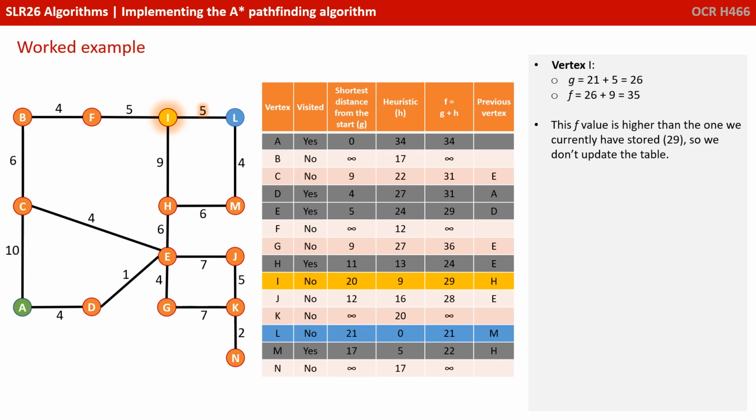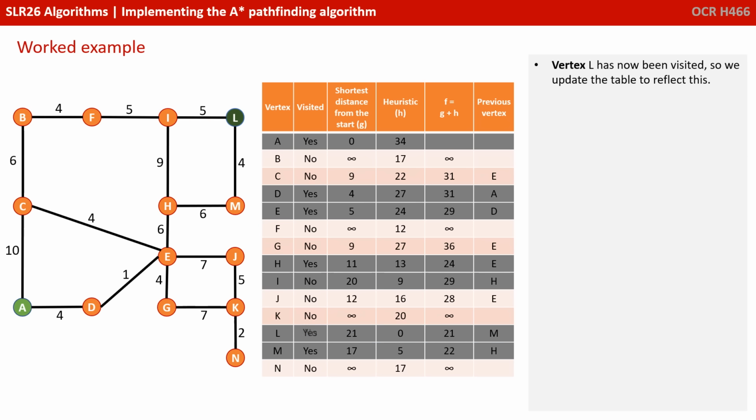Well, this F value is higher than the one we currently have stored of 29, so we don't update the table. And this reflects the fact that this is not actually a quicker, more optimal route to L than the one we already have. But of course, until we'd calculated this, we didn't know that for certain. Vertex L has now been visited, so we update the table to reflect this.